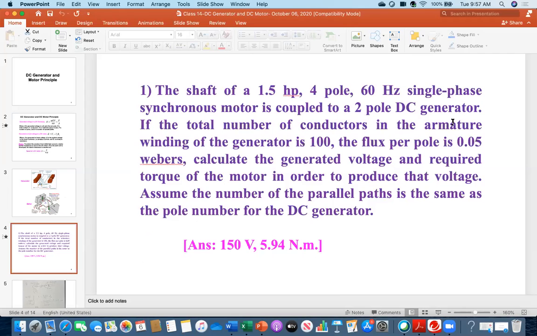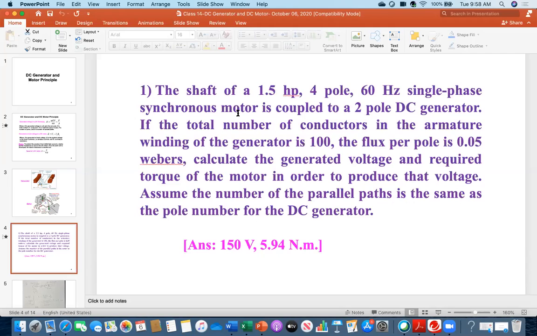DC generator. Now, you might be surprised why I'm talking about a single-phase synchronous motor. Basically, it is working as the prime mover for the DC generator. The synchronous motor is coupled to a 2-pole DC generator, meaning that they are sharing a common shaft. Both the synchronous motor and DC generator have the same shaft. This means the synchronous motor is working as the prime mover, because you need some sort of rotating means that will rotate the shaft. In this case, the synchronous motor is serving that purpose.